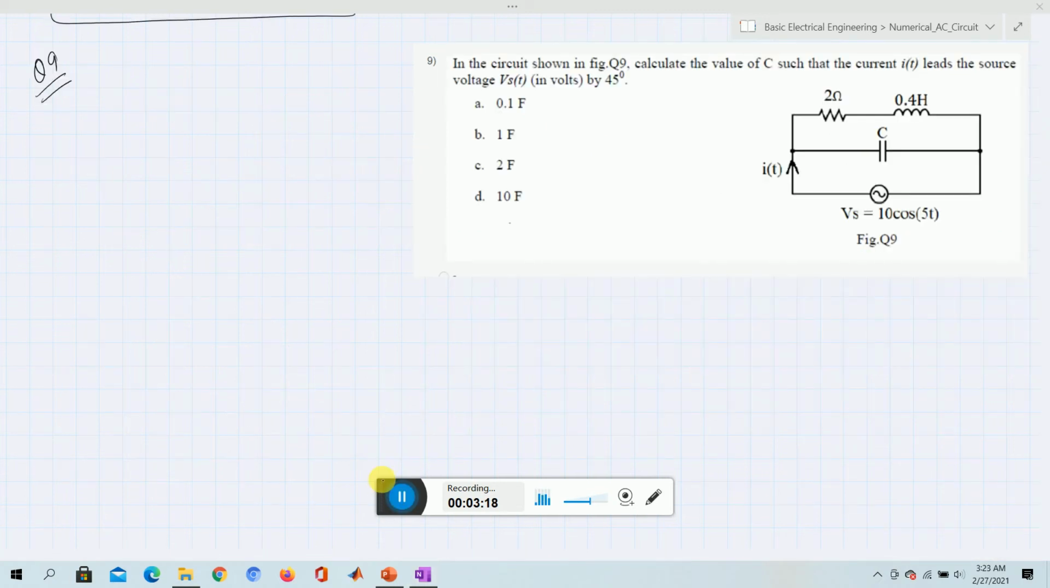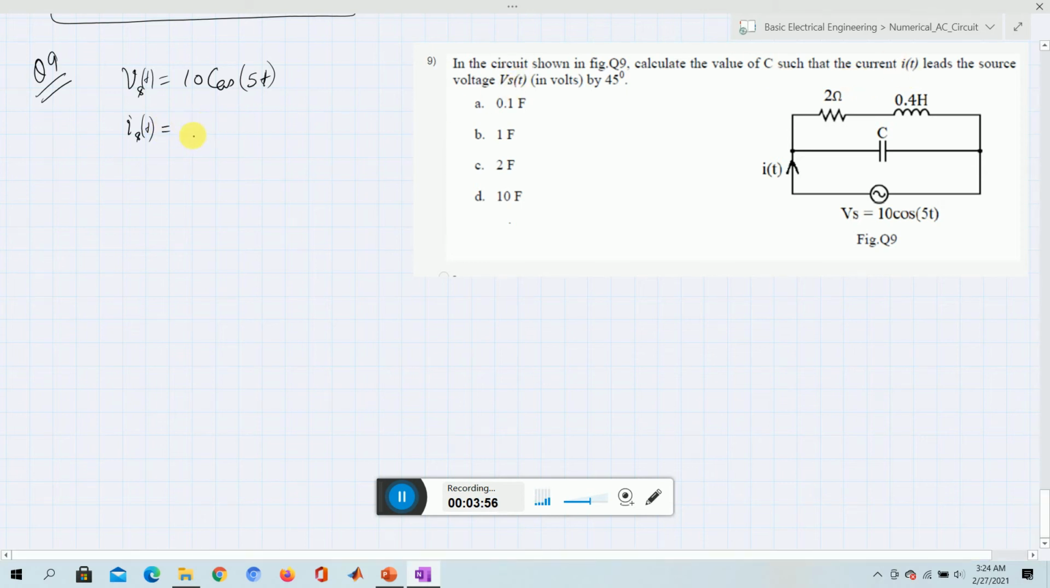Now in question 9, calculate the value of C such that the current i(t) leads the source voltage Vs(t) by 45 degrees. Vs(t) is given as 10 cos of 5t. Here the cos term is there, so there is no need to convert it into sine, let it be in cos. What we have to find is the value of C such that the current leads by an angle of 45 degrees.